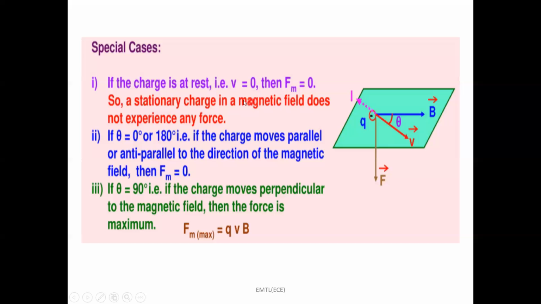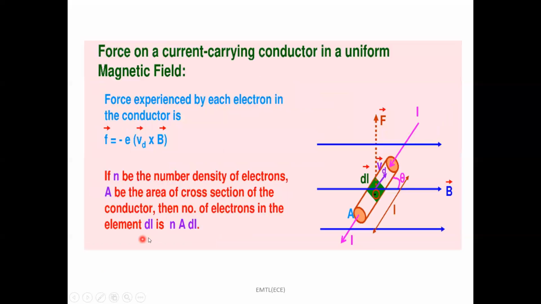When the velocity is 0, that means the particle is at rest, and the magnetic force is 0. When the angle between velocity and magnetic field is 0 or 180, the magnetic force is 0. If theta is 90, the magnetic force experienced by the particle is the maximum value, equal to QVB. Okay, now the next concept is force on a current carrying conductor in a uniform magnetic field.